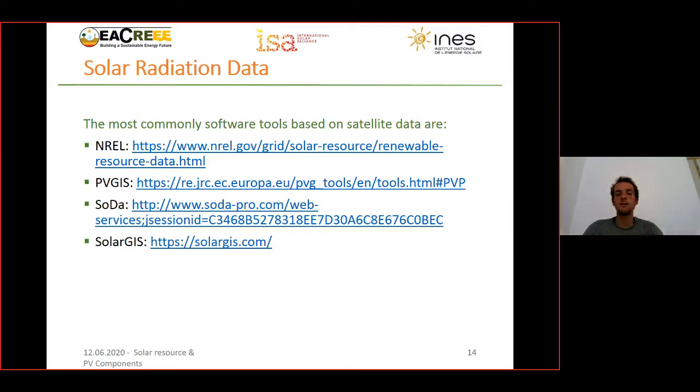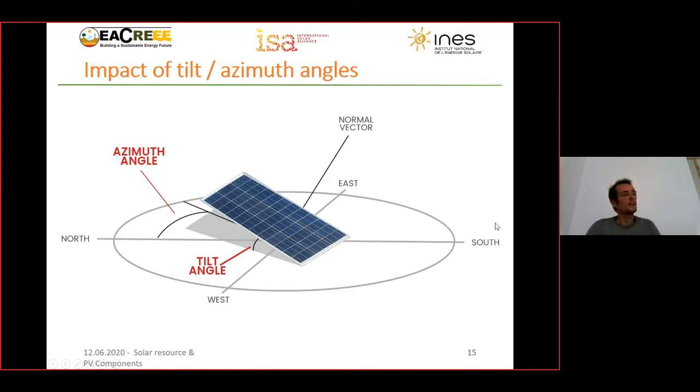NREL and PVGIS are databases that are available for free, so it is very nice to use this type of database. And to finish with solar resource, we have just analyzed solar potential for different regions, but we know that we can also have a positive impact on the solar resource that we can get on one specific site by just changing some geometric properties on our solar system.